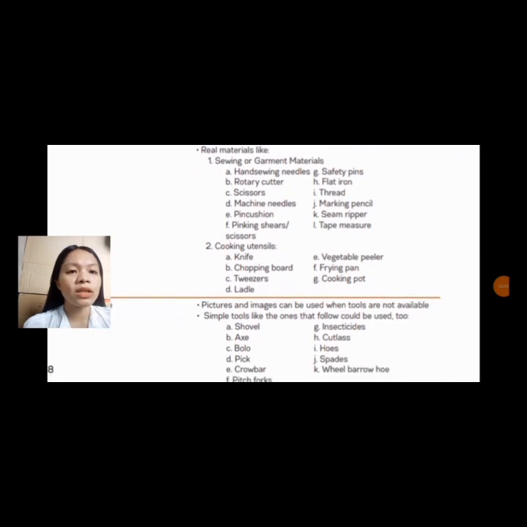So next is cooking utensils. A. Knife. B. Chopping board. C. Tweezers. D. Ladle. E. Vegetable peeler. F. Frying pan. G. Cooking pot. So those are the tools used in cooking.